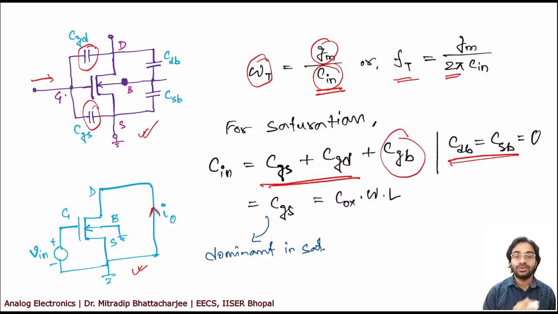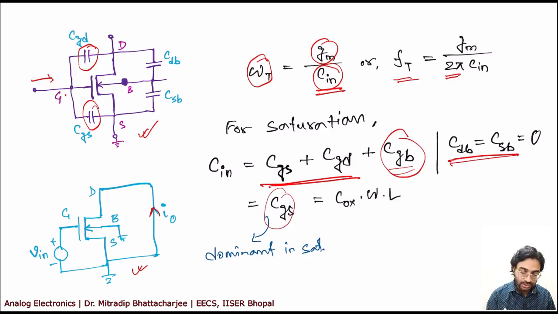Now when there is no channel, you will see this is the only thing that is dominating, CGB, which is equal to Cox. But we are operating the device at saturation, so we are more interested in saturation region. So there is no point in calculating the WT in any other regions, because there will not be any amplification. So why should I? Anyways, we are not operating in cutoff, and linear is not the region where we should operate. So we will only concentrate in saturation.